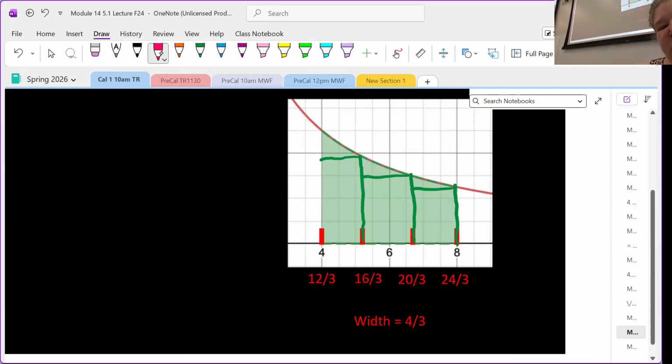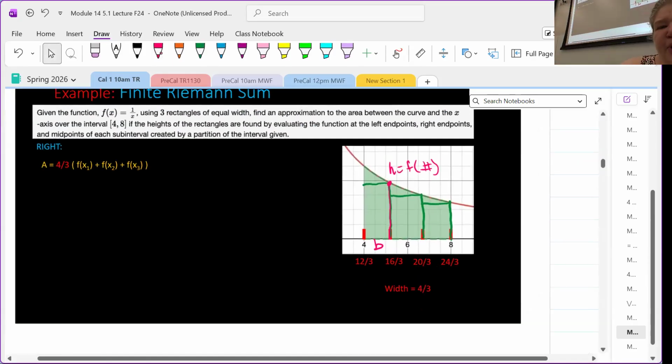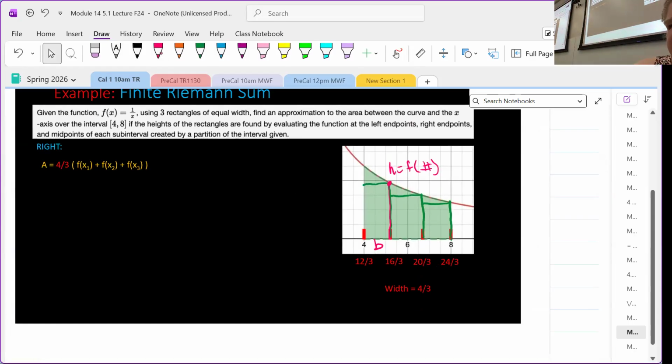So when I look at each of these rectangles, I have the base, and then I have the height. My height is determined by the function value. I'm just going to put f of number, because what number we put in there depends on whether we're looking at the left or the right endpoint or something else. There's a number of ways to approximate the area. Usually we use rectangles though, because the area of them is nice and easy to work with: the width times the height.